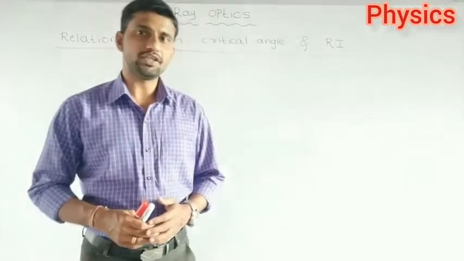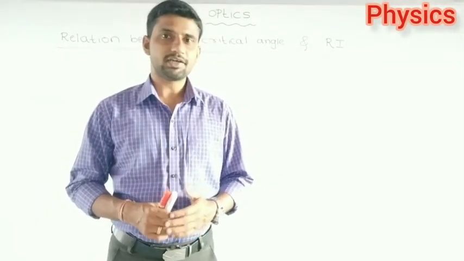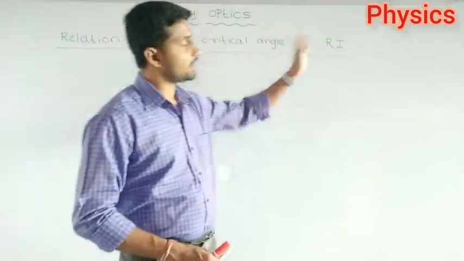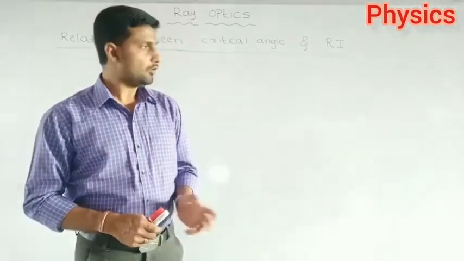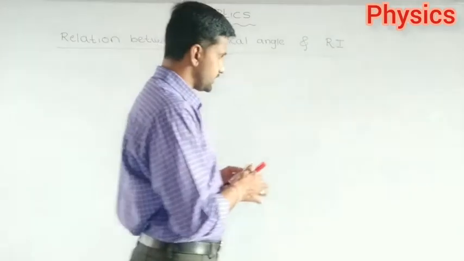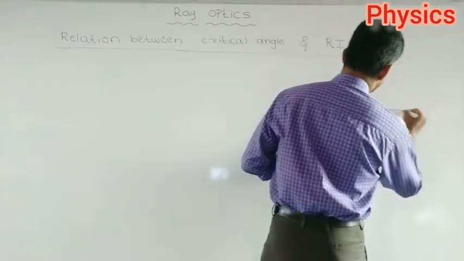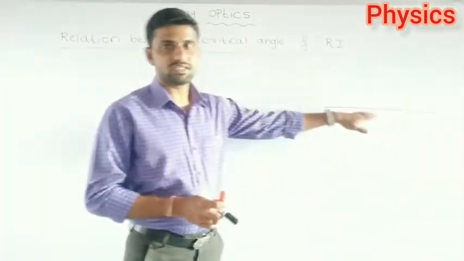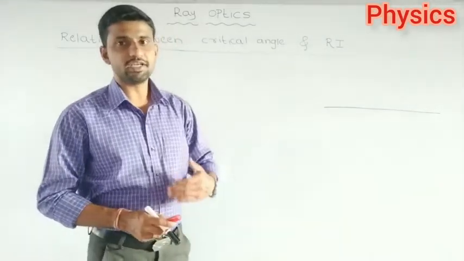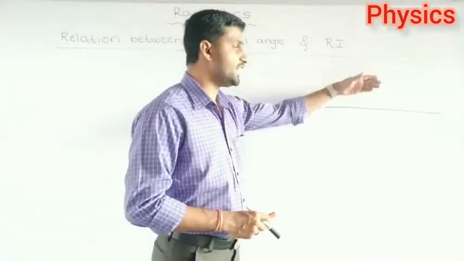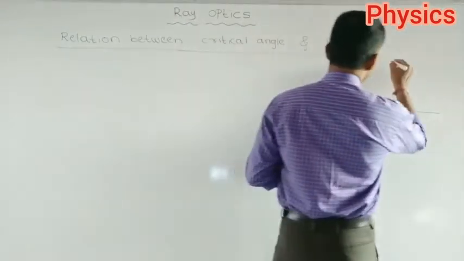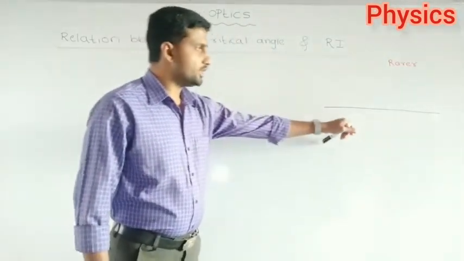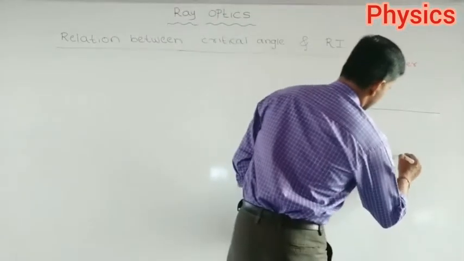Dear students, we already know the meaning of the critical angle and the refractive index of a medium. Now let us see what the relation is between the critical angle and the refractive index of the medium. First I am going to consider one interface. Interface is nothing but the line or surface which separates two media. Now I am going to take two media here. The medium above the interface I am taking as the rarer medium, and the medium below the interface I am taking as the denser medium.